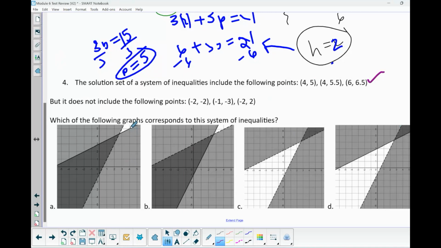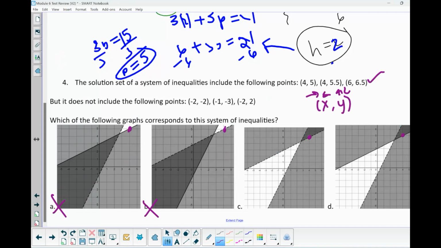Now remember, every point is an x comma y. That means you go left and right, and then up and down. So first point, not in the double shaded area, so it is not a possible answer. Second point, we go over 4, up 5, also not in the double shaded area. Over 4, up 5, well, this one's in the double shaded area, but on a dotted line. Next one is over 4, up 5, in the double shaded area, but on the solid line.